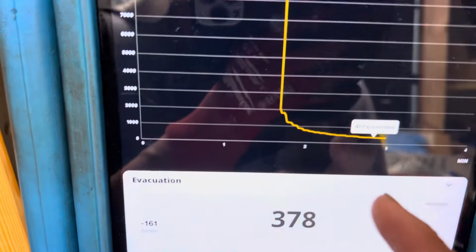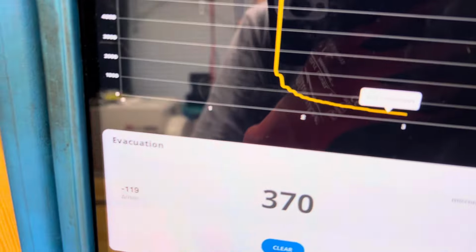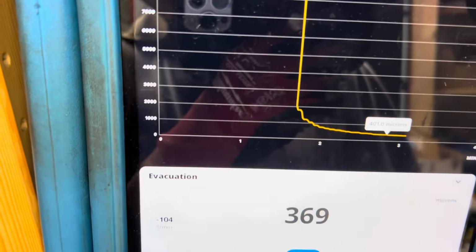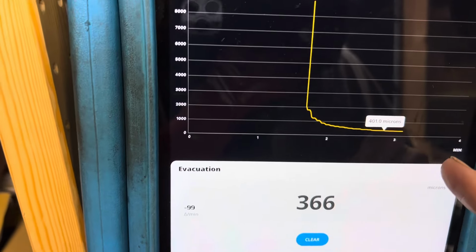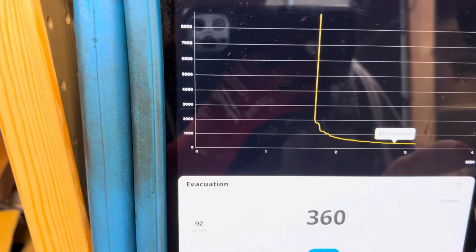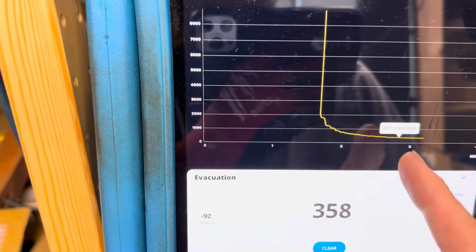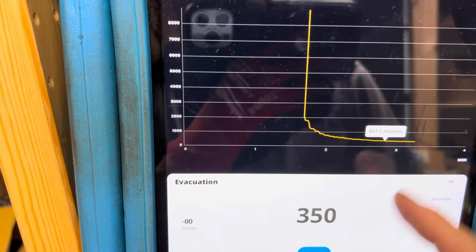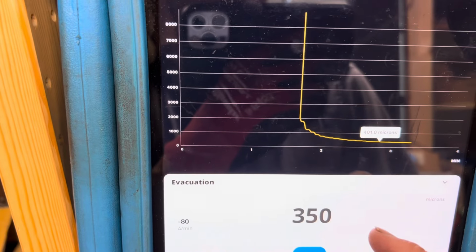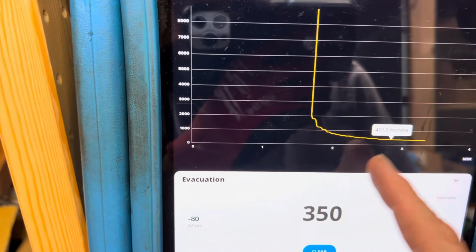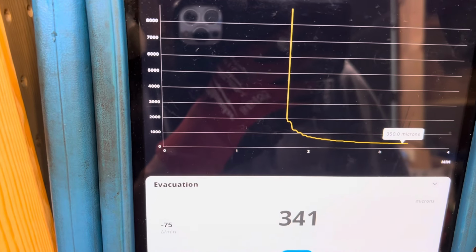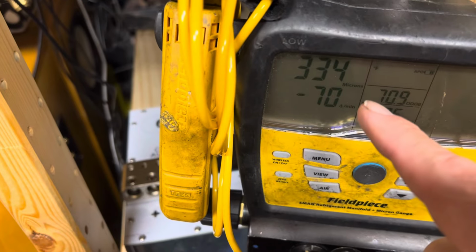So if we go to there, 1 minute. And we'll just keep going until it hits the 3 minute mark. And we're approaching roughly the 1.5 minute mark. That would be right about there. And we're at 350 microns. 350 microns.